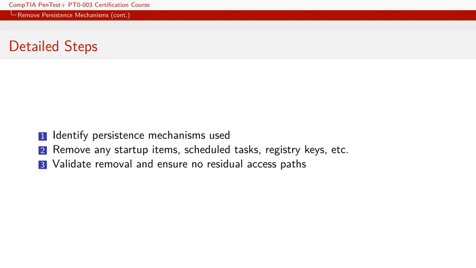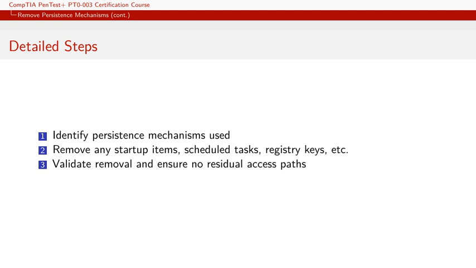Let's dive deeper into the detailed steps required to effectively remove persistence mechanisms in a compromised system. First, we need to identify persistence mechanisms being used. This involves detecting any startup items, scheduled tasks, registry keys, or other components that an attacker might use to maintain access to the system.